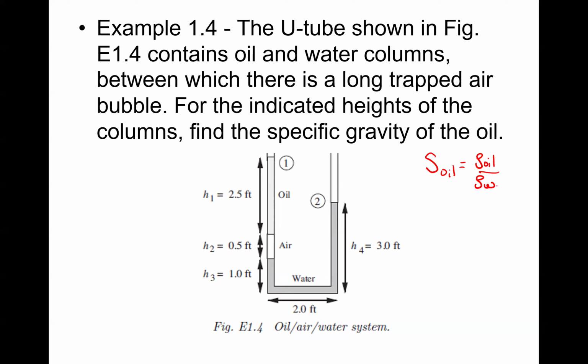And that definition, and this is water at 4 degrees Celsius, where the density of water at 4 degrees Celsius is assumed to be 1,000 kilograms per cubic meter. So basically, if an oil has a density of 820 kilograms per cubic meter, the specific gravity would be 0.82. It is just dividing by 1,000. Now, in this problem, it says, based on the heights of the columns, find the specific gravity of the oil.